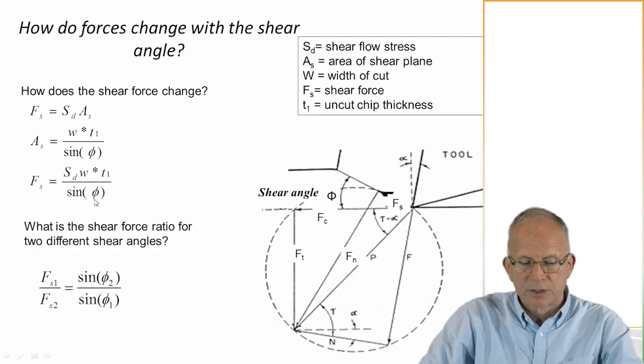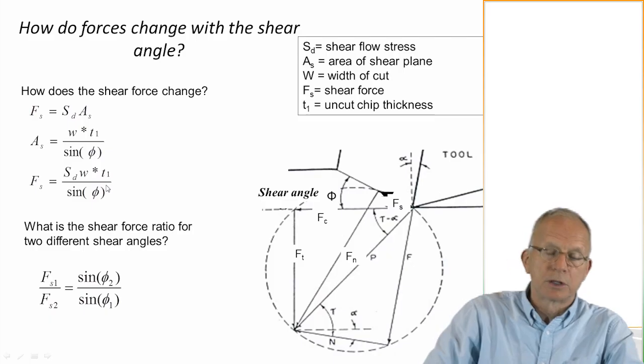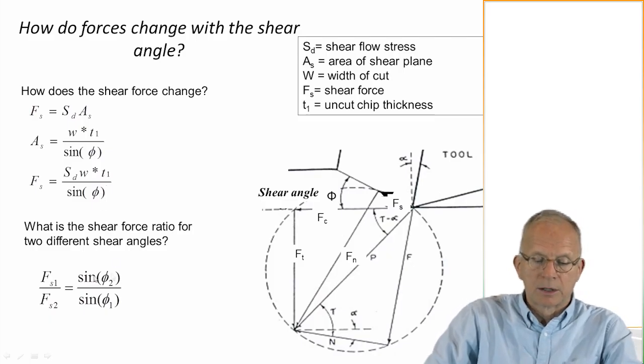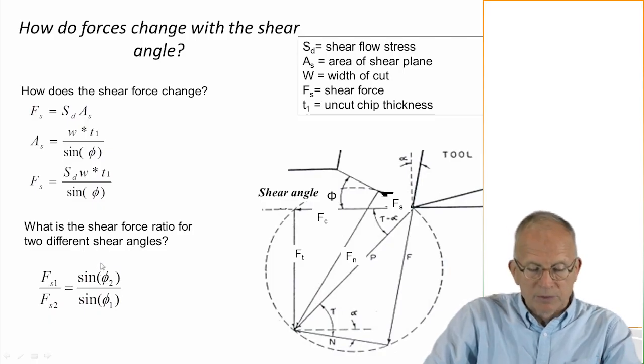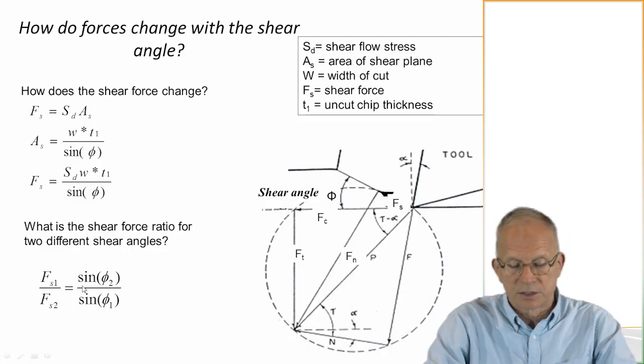So there's the force. So now if we've got two different shear angles, we take the ratio here, since the force is inversely proportional to the sine of the shear angle. If we have two different shear angles, which we can identify with two different chip thicknesses, and we calculate what those are and the sine of those are, then we know what the ratio of the forces is.